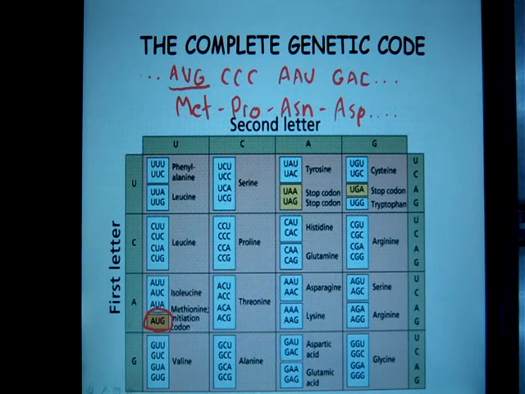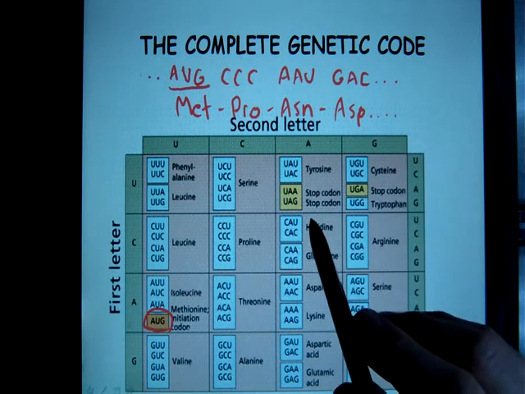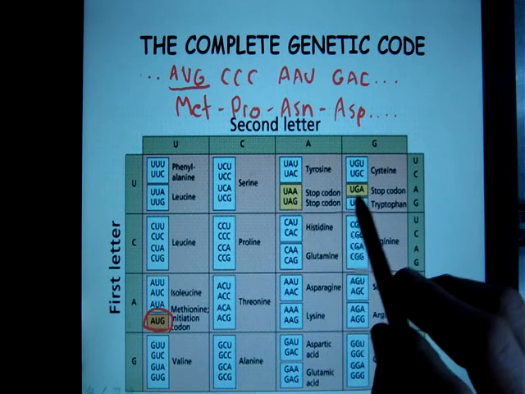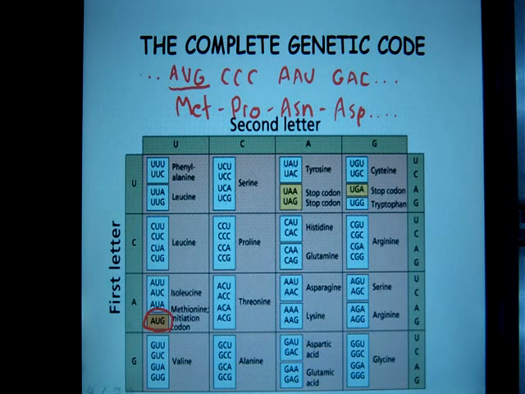And of course, if there's a start sign, there has to be a stop sign. In fact, there are 3 possible stop signs: UAA, UAG, and UGA. When the ribosome sees those codons, it knows the protein is done, finish up here, release the protein, it's all good.